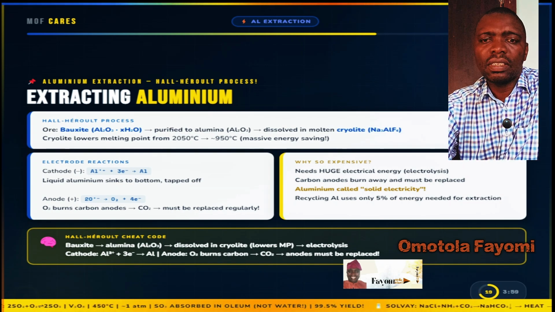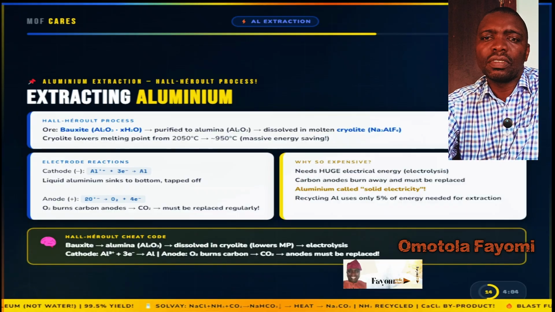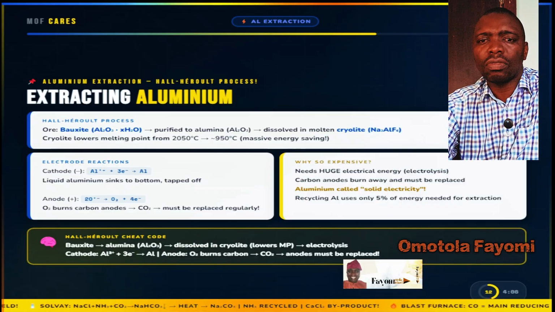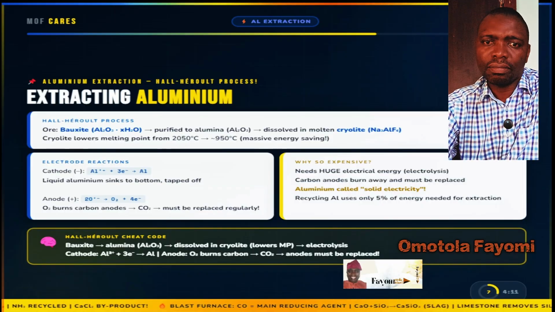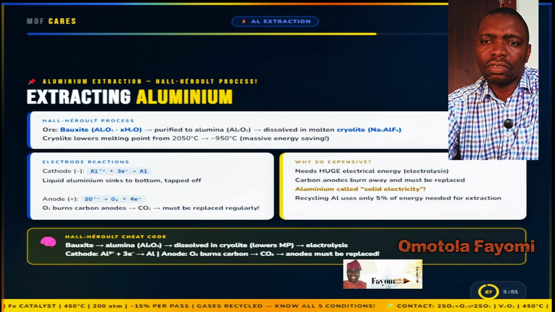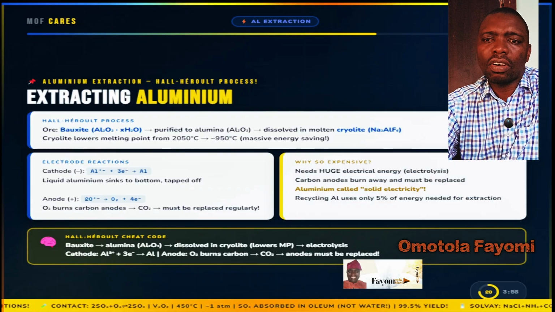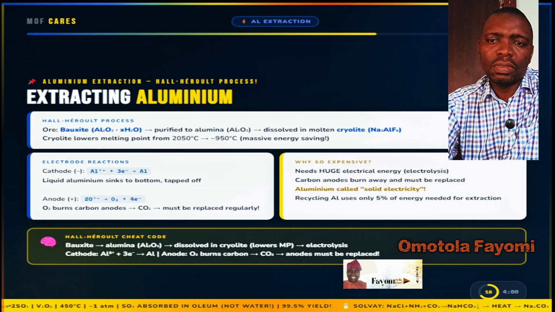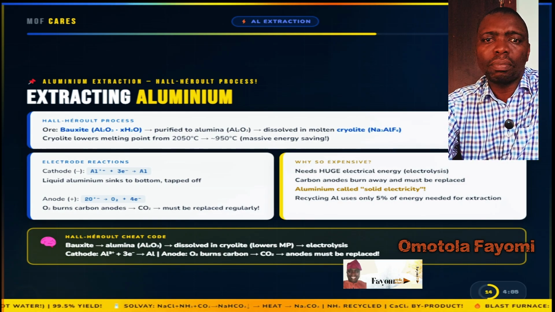The liquid aluminum is denser than the melt and sinks to the bottom of the cell, where it is periodically tapped off. At the anode, oxide ions are oxidized to oxygen gas. That's 2O2- gives O2 plus 4 electrons. The oxygen generated at 950 degrees Celsius immediately burns the carbon anodes, converting them to CO2. This means the carbon anodes must be regularly replaced, adding significantly to the operating cost.